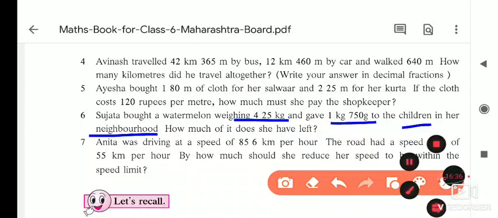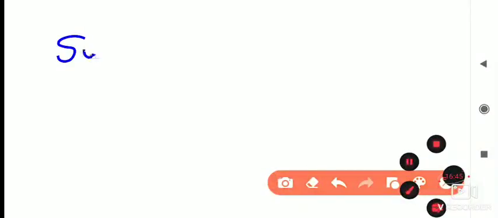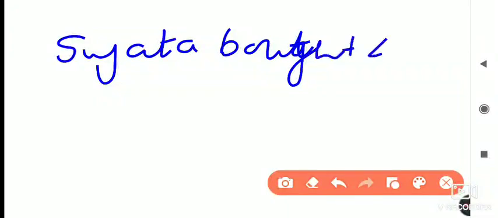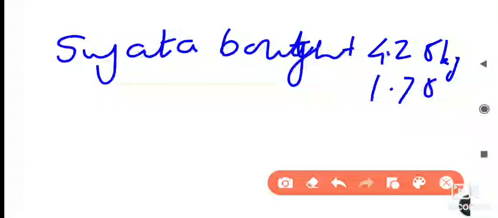So first of all, Sujata brought how much watermelon from the market? She bought 4.25 kg of watermelon, and she gave 1.750, that is 1 kg 750 grams, to her neighbors. So we have to find out how much watermelon is left in her home. For that, we have to do the subtraction. I will show you the subtraction.